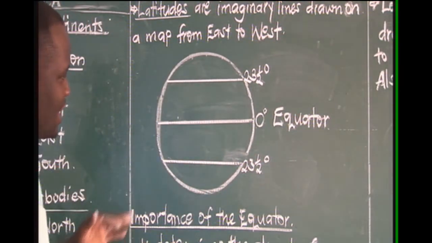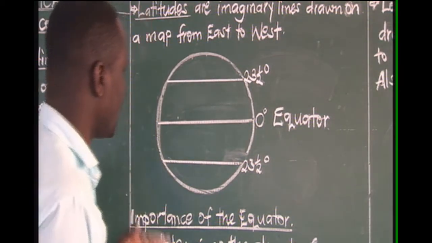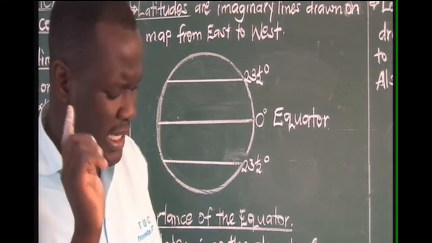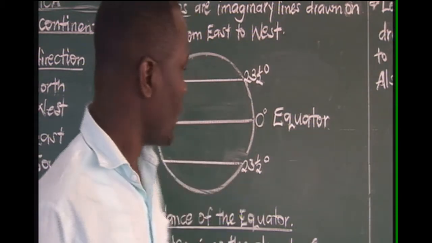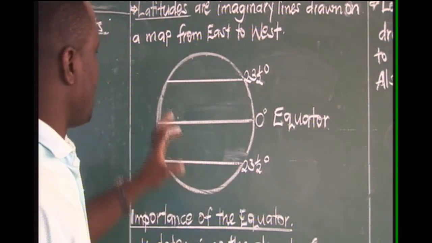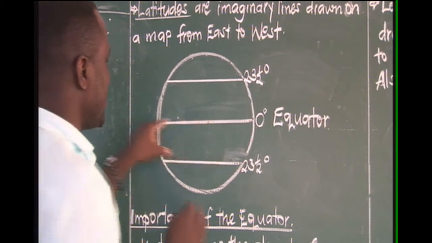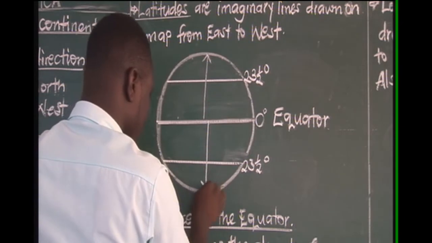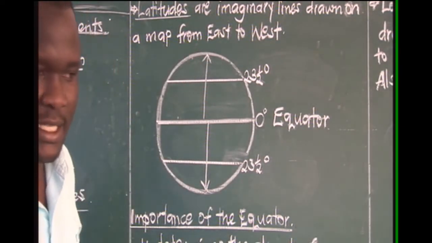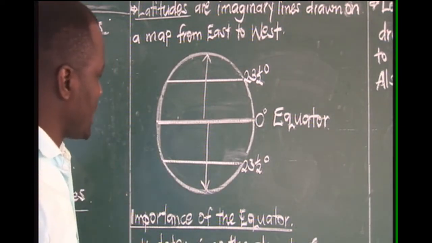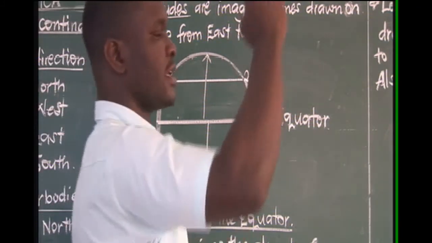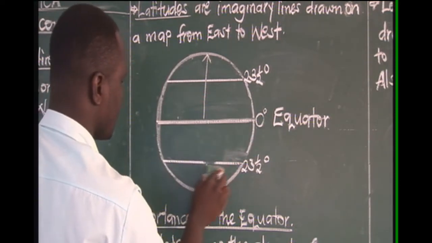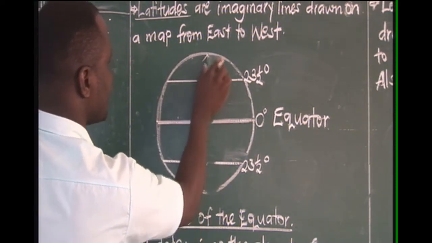Now still we are going to follow what we call latitude. Latitude, if we are to define it in simple terms, latitude, it is not latitudes. You need to know the difference between latitude and latitudes. When we are looking at latitude, we are meaning the distance of a place from the equator, either north or south. That is what we mean by latitude. The distance of a place from equator, either north or south.